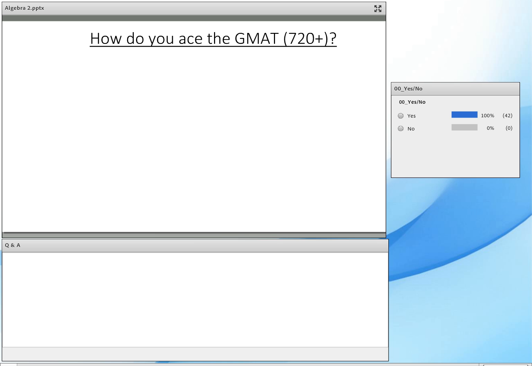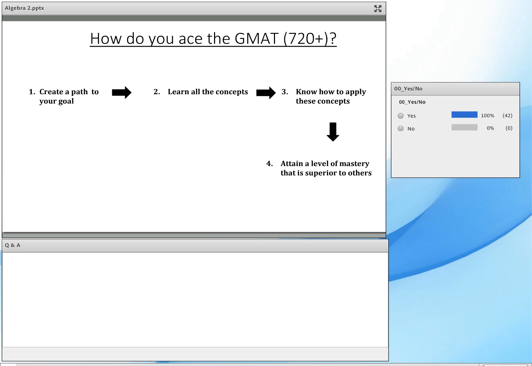To understand this, it's important to set a baseline for how you score that 720 or higher. To get a score of 720 or higher, the first thing you need to do is create a personalized path towards your goal. Then you need to make sure that you learn all the concepts that you don't know. Then you need to learn how to apply these concepts. And finally, you need to confirm that you have attained a level of mastery at which you can actually score 720, or perform better than 94% of the test takers.